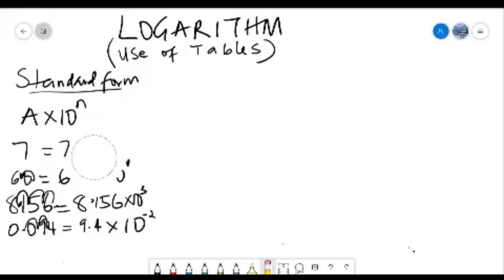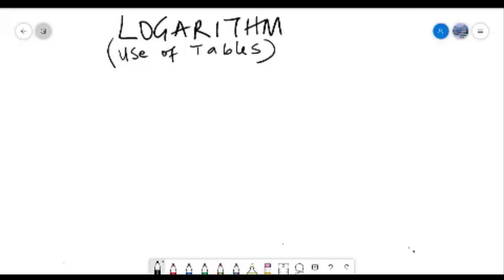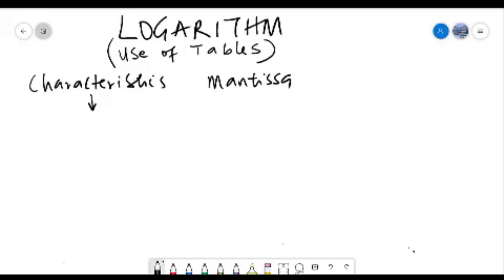So I will now introduce to you that the logarithm of a number consists of two parts. So when you see the logarithm of a number, we know it consists of two parts. The first part is what we call the characteristic, and the second part is what we call the mantissa. Now the characteristic is the whole number part, the part that is a whole number, and mantissa, of course, is a decimal.